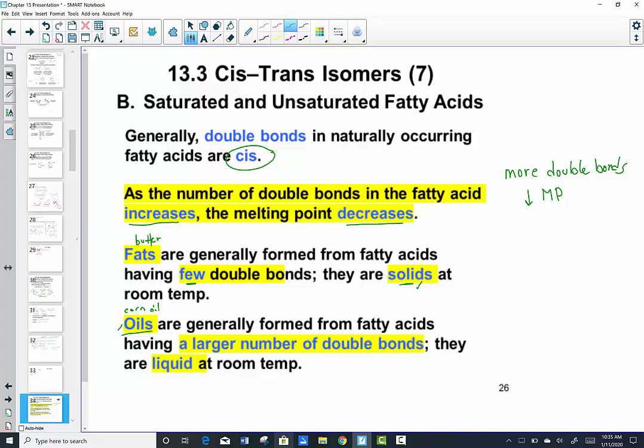So we can see different physical qualities based on the number of double bonds and based on the configuration, being cis or trans, within structures that do contain double bonds. So fatty acids, and keep in mind, fatty acids is one of our chapters when we get to the biochemistry part of our lessons towards the end of our term together. These fatty acids contain carboxylic acids.